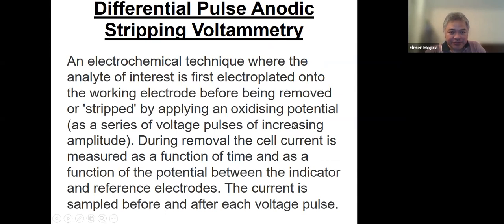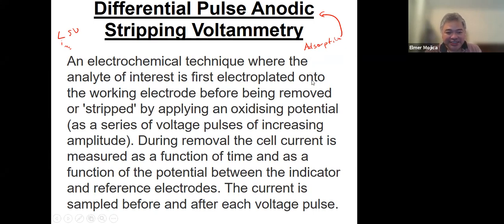Okay. And then if you want to determine the amount, so this is where you try to develop a quantitative method. Okay. So either you use differential pulse anodic stripping voltammetry. In some books, you can have the adsorptive, pamalit doon. And in some, they have the LSV. L is just the linear. So this is a technique where the analyte of interest is first electroplated on the working electrode before being removed or stripped. So dito na yung ini-strip. Okay? So how do you strip it? You apply an oxidizing potential.